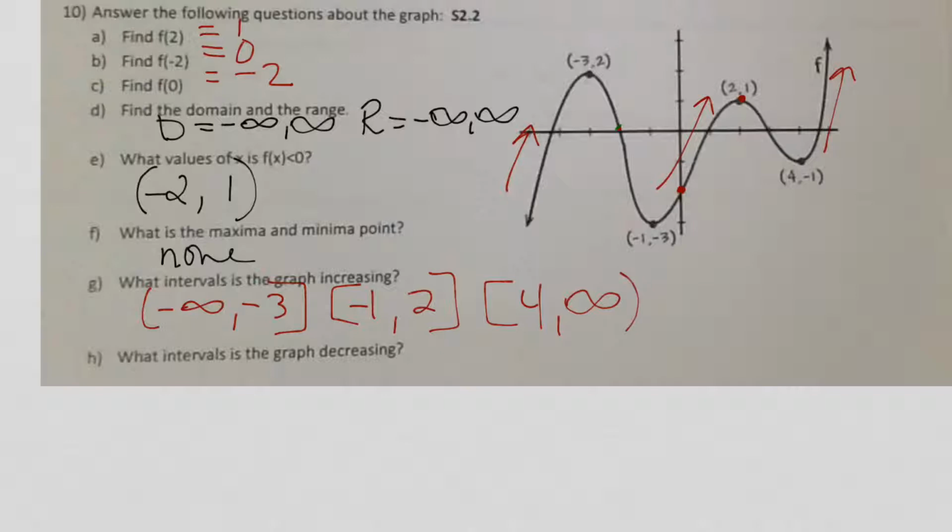All right, decreasing. I'll do that in blue. Here's the interval in blue. That's where it's decreasing. So it's decreasing from negative 3 all the way down to negative 1. And it's also decreasing right here. It's going from 2 to 4.